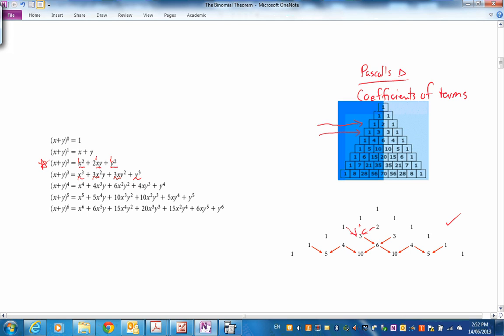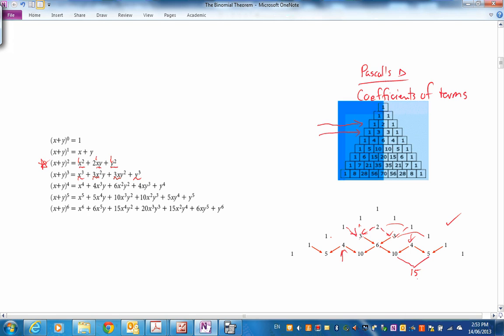Well, you could add those two up to get 3, and if you add these two up to get the 3, then 3 and 3 is 6. 1 and 3 is 4. Can you see it? Summing 2 here gives the next entry in the next row. So what do you reckon would be in this spot down here?